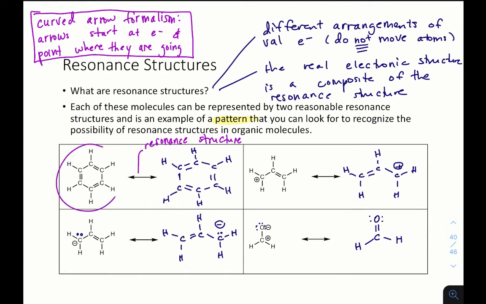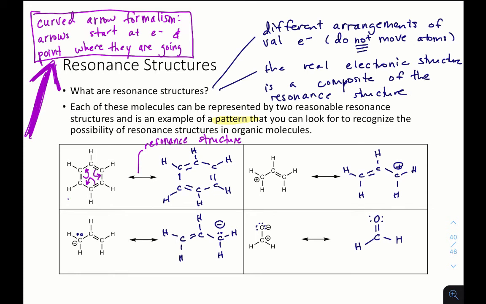Excellent. So for benzene, the first molecule here, we could have drawn the pi bonds just shifted over. And I'm going to use the curved arrow formalism to indicate how the electrons can be thought to move to convert between the two resonance structures. So arrows start at the electrons and they point to where they're going.